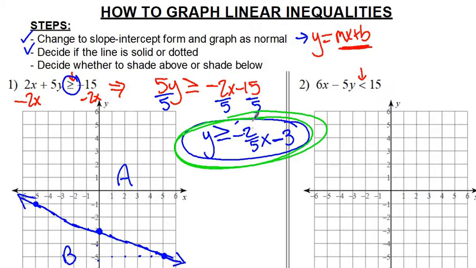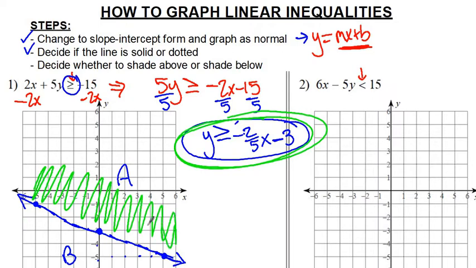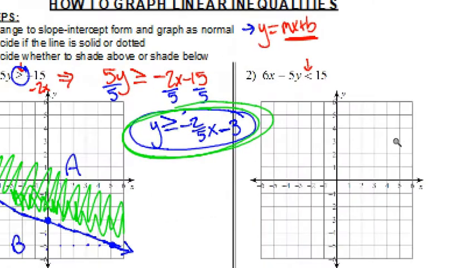Y is greater than. So think about this for a sec. Which region, region A or region B, is y being greater than that line? And hopefully you'll be able to tell me that it's going to be this one right here. This is the region where y is greater than. So we'll shade right above there, and that's exactly how we'll graph it. Alright, if you haven't tried it, see if you could try number 2. It's going to be the same exact type of procedure.